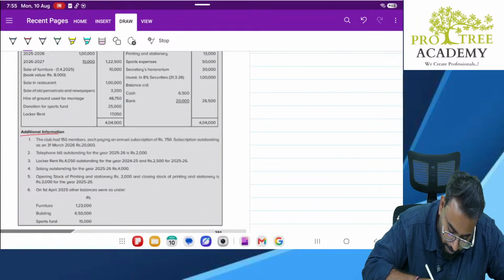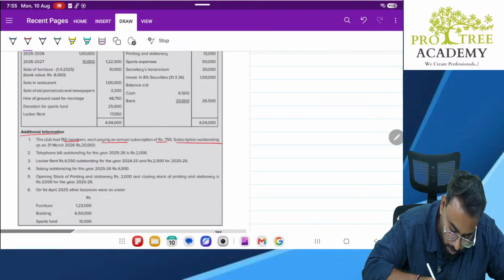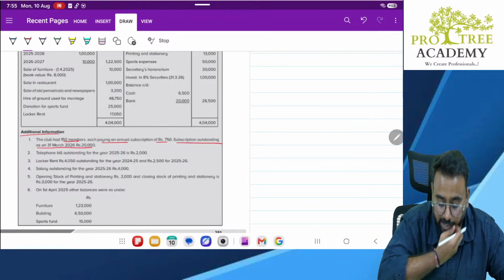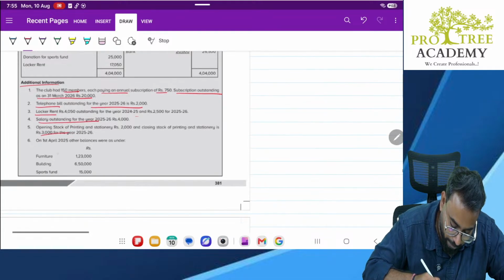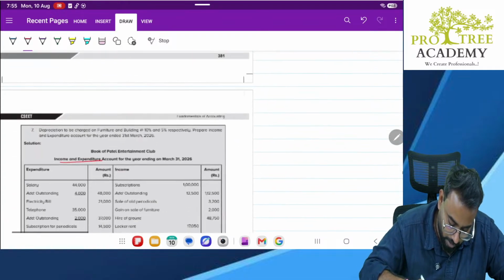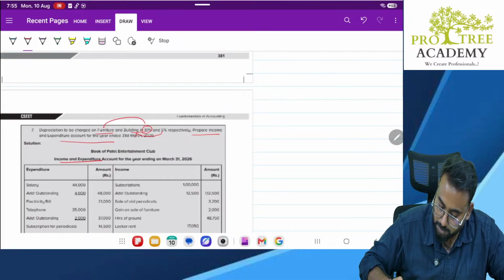The club has 150 members, each paying an annual subscription of 750. Subscription outstanding as on 31st March 2026 is 20,000. Telephone bill outstanding for the year 25-26 is 2,000. Locker rent is given. Salary outstanding is given. Opening stock is given. All other items are given. They have asked you to charge depreciation on furniture and building respectively: 10% on furniture, 5% on the building. Prepare income and expenditure for the year ended 31st March 2026.